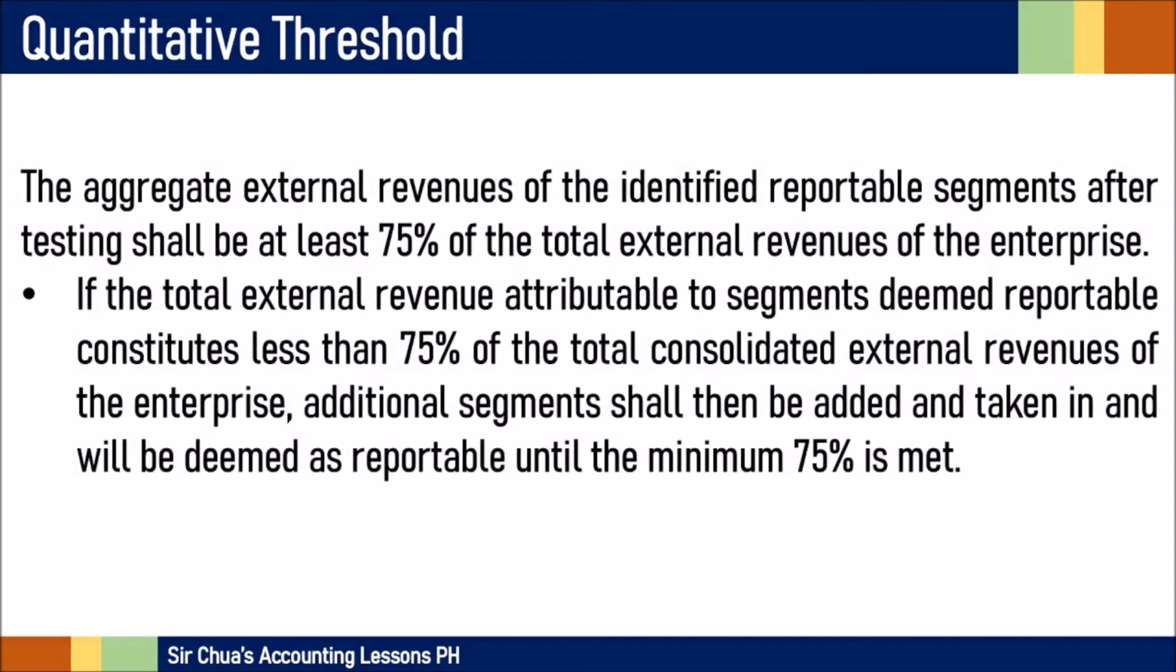The aggregate external revenues of the identified reportable segments after testing shall be at least 75% of the total external revenues of the enterprise. So let's say for example, nakakita ka ng tatlong reportable segment, no? Dapat daw po yung total external revenue nung tatlong nahanap mo na operating segment, dapat mag 75% siya ng lahat ng external revenues ng lahat ng segment. Okay? Otherwise, you would add more para makapasok dun sa 75%.